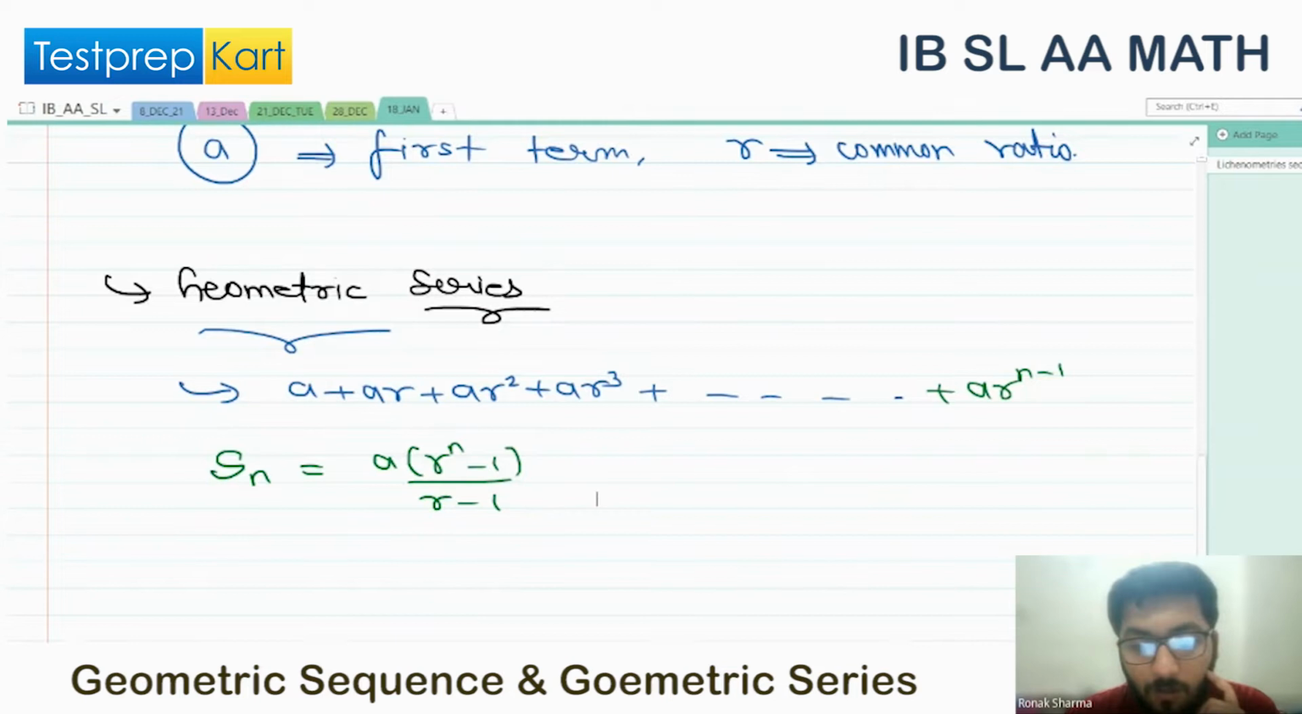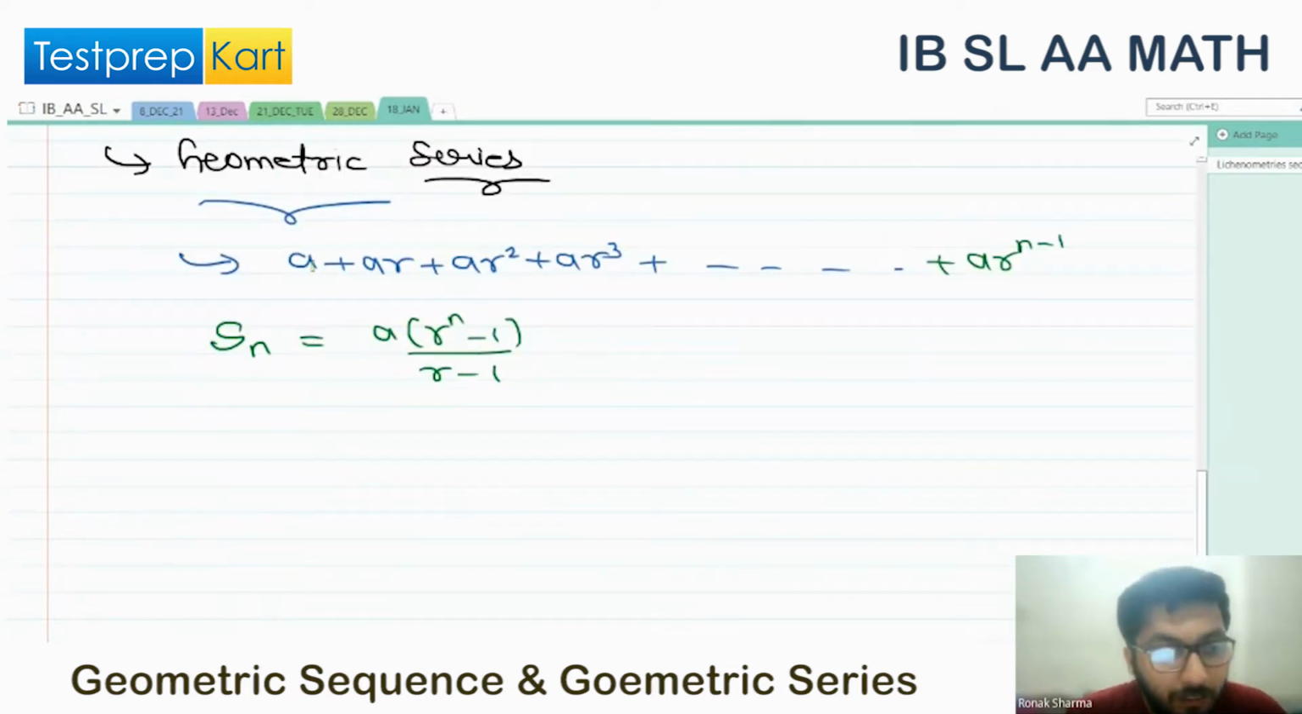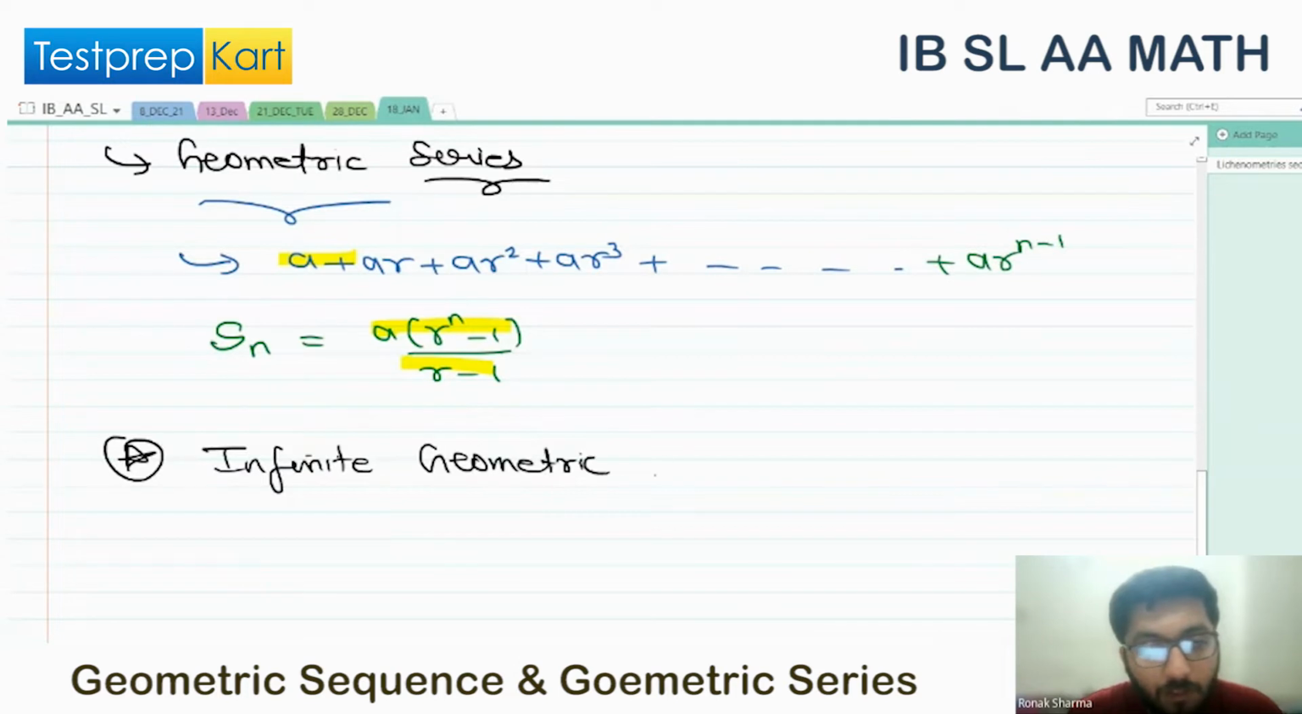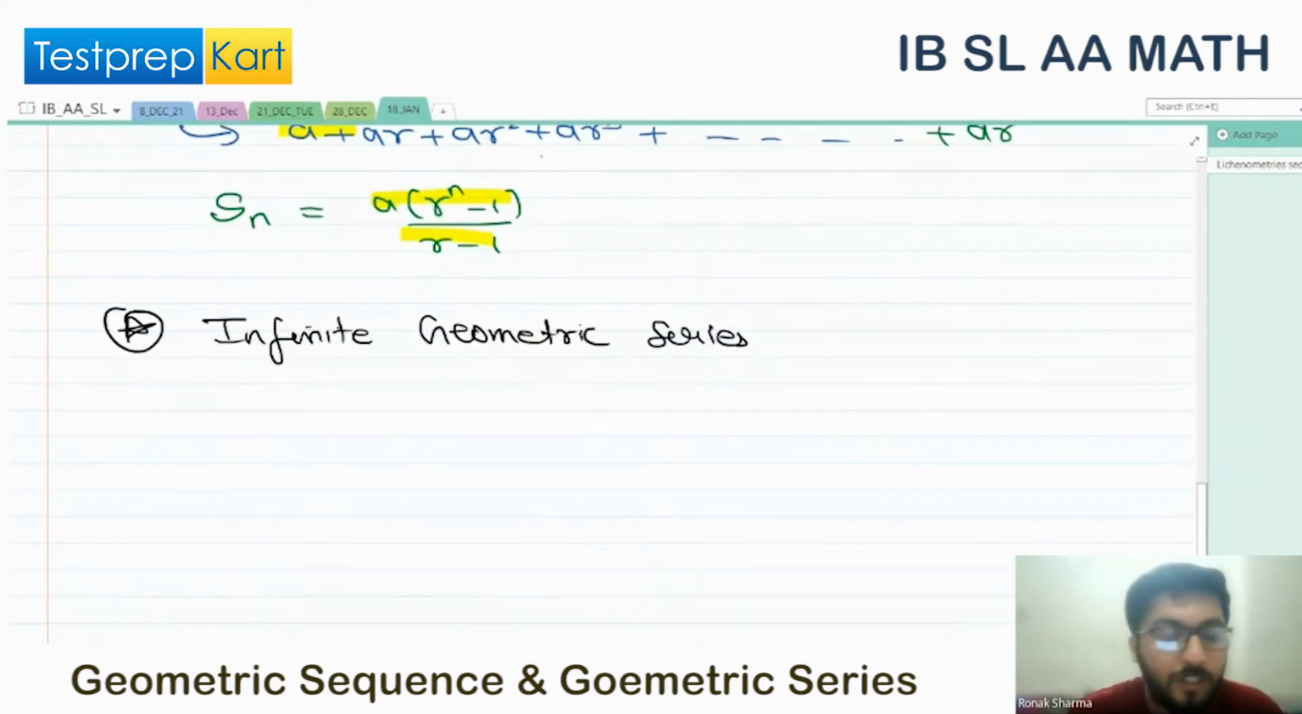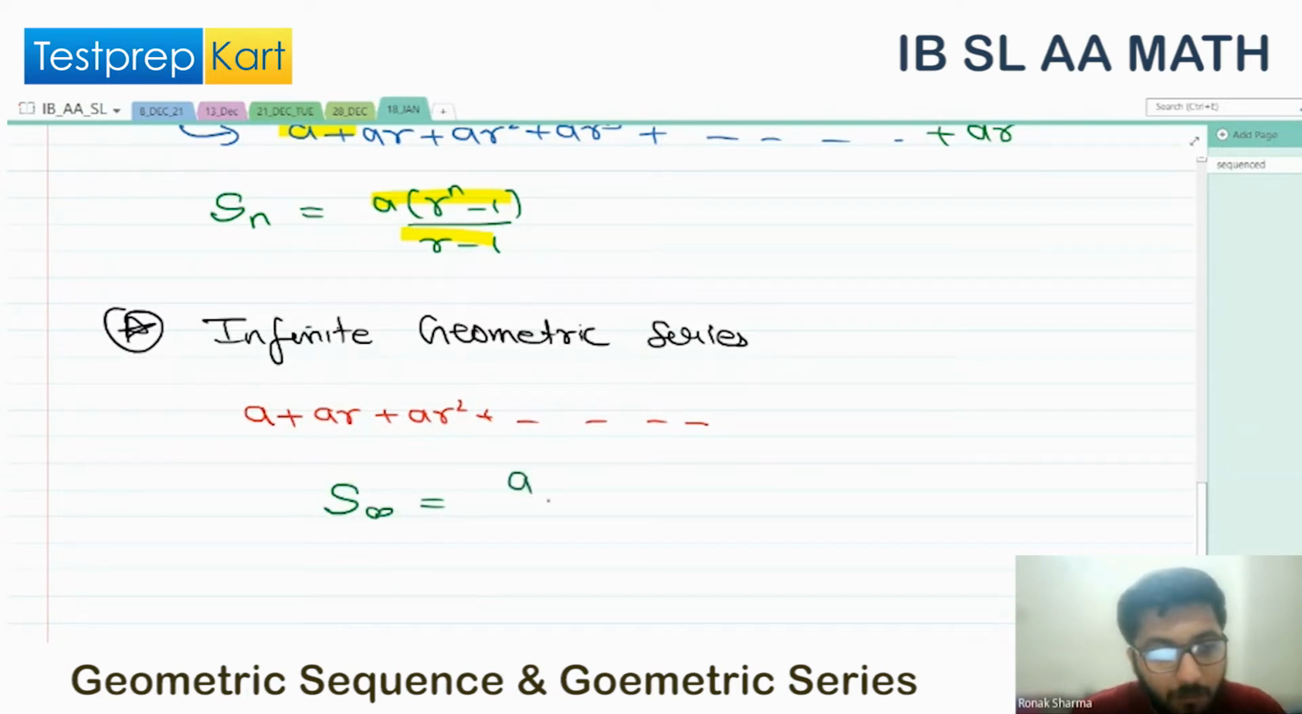Now, this is the sum for n terms. We have a special kind of geometric series that we call infinite geometric series. Basically, we have an infinite number of terms, meaning we are not able to count them: a, ar, ar square, and it will go on. The sum is given by S infinity, which is simply a representation. So S infinity is given by a upon 1 minus r. But we only get this sum for an infinite series when r is between minus 1 and 1. So the common ratio should be between minus 1 and 1.